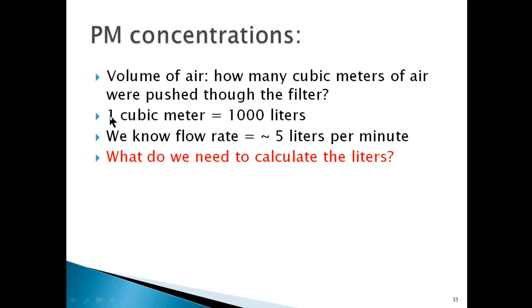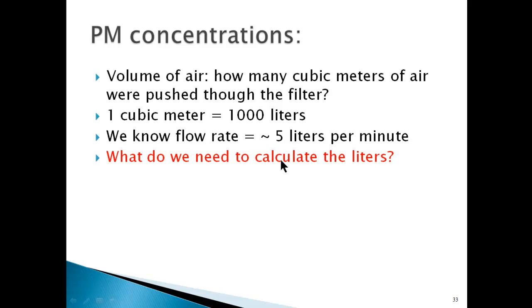Well, we know that 1 cubic meter, 1 meter on a side, one large box, contains, surprisingly, 1,000 liters. Liters all squished up together in there. If you imagine little liter bottles all crammed into one big cubic meter box, you could see if they were really crammed in there, 1,000 would fit. And we know that our flow rate was just about 5 liters per minute.